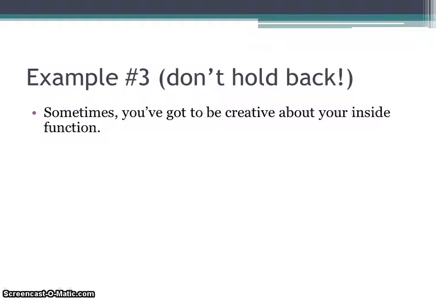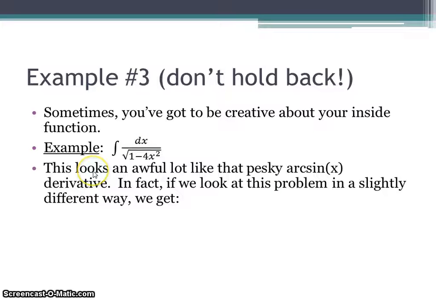Here's a tricky one. Sometimes you've got to be a little creative about your inside function. So our example is dx over the square root of 1 - 4x^2. It looks like we've got 1 - 4x^2 as an inside function, but the problem is when we take the derivative, we're going to get -8x. And that's not going to match the dx that we need singularly at the top here. This is a situation where we've got something that looks like that arc sine derivative, if you remember from way back when we did inverse trig derivatives.